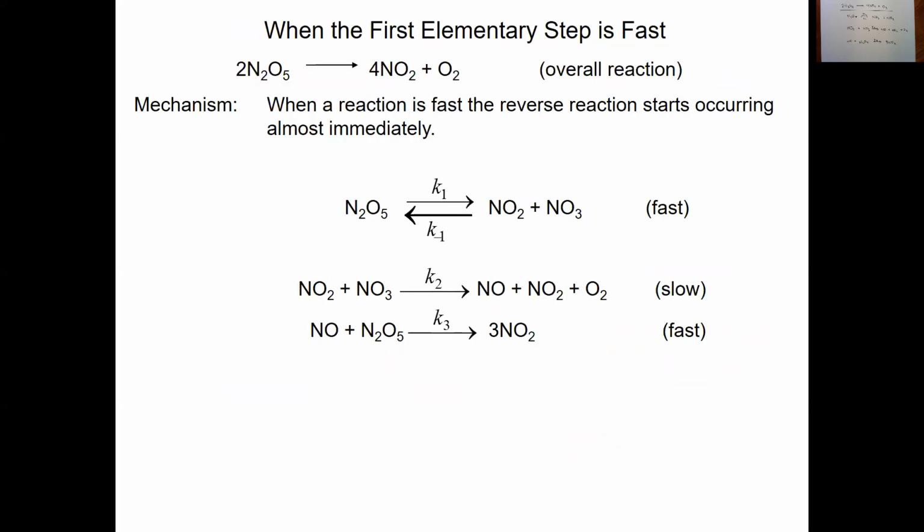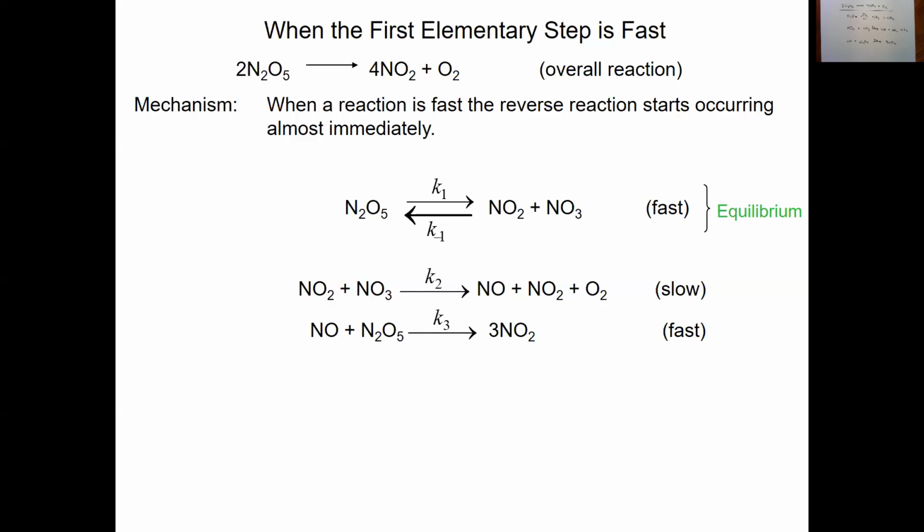So if we are given this reaction up top as the overall reaction, and we are told that that reaction takes place by this mechanism, this series of 3 elementary steps, we can come up with a rate law for the overall reaction. This top step is a very fast step. It's an equilibrium step. There's a forward and reverse that happen very quickly.